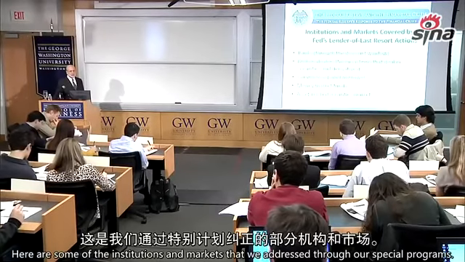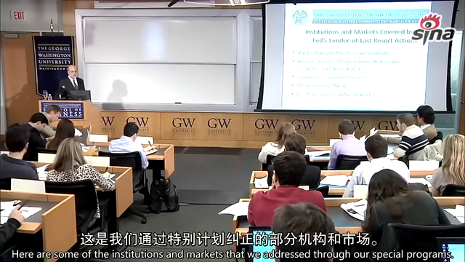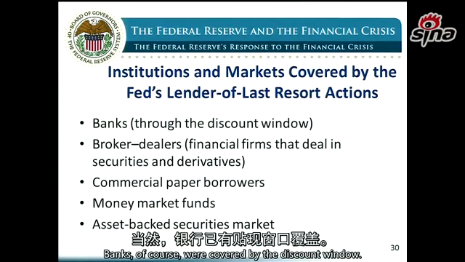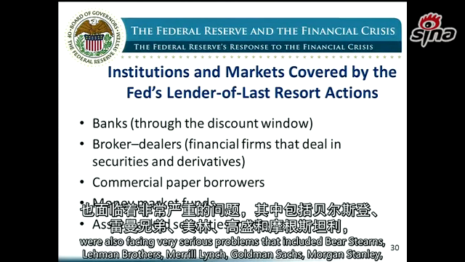Here are some of the institutions and markets that we addressed through our special programs. Banks, of course, were covered by the discount window, but another class of financial institutions, broker-dealers, which are financial firms that deal in securities and derivatives, were also facing very serious problems. That included Bear Stearns and Lehman Brothers, Merrill Lynch, Goldman Sachs, Morgan Stanley, and others.